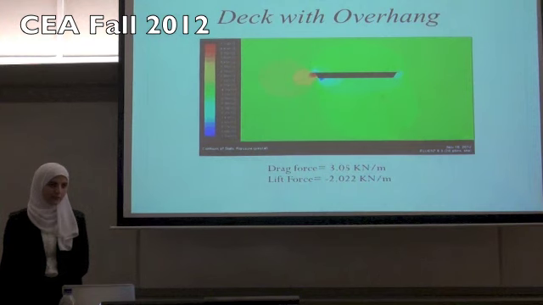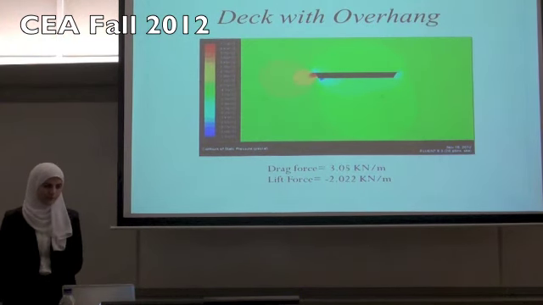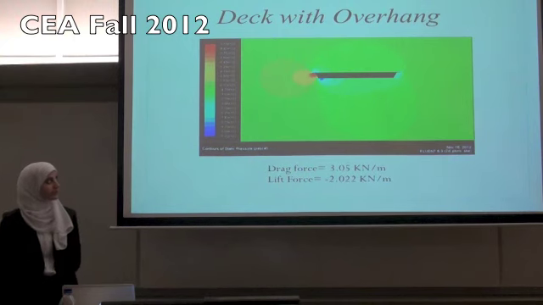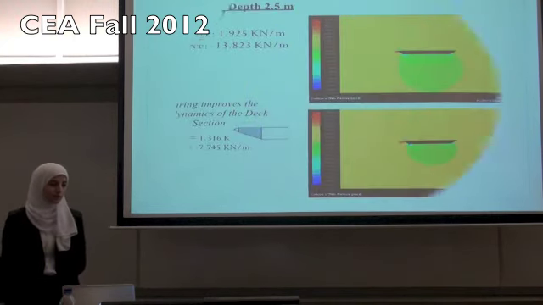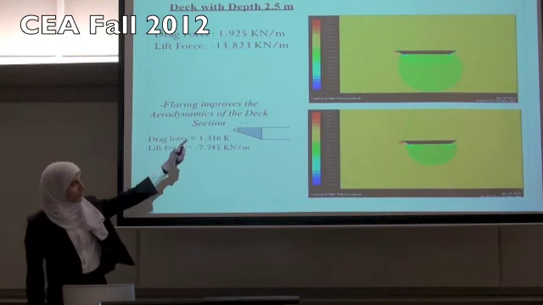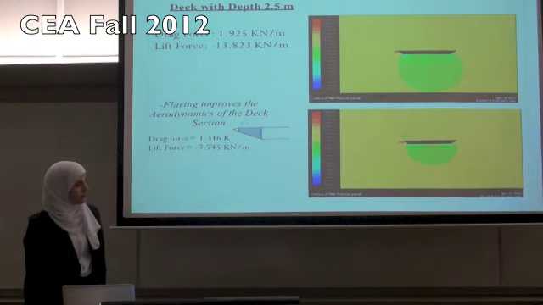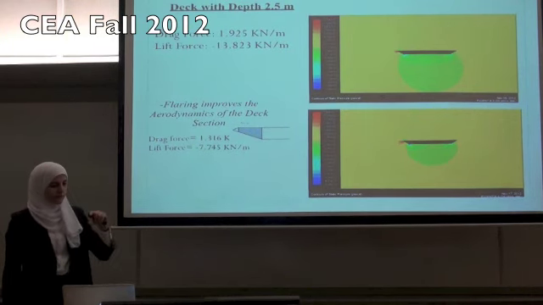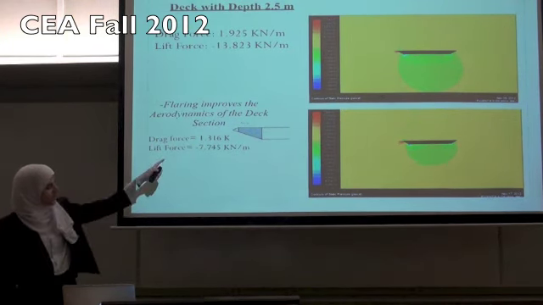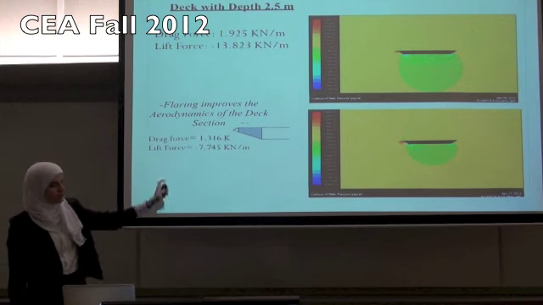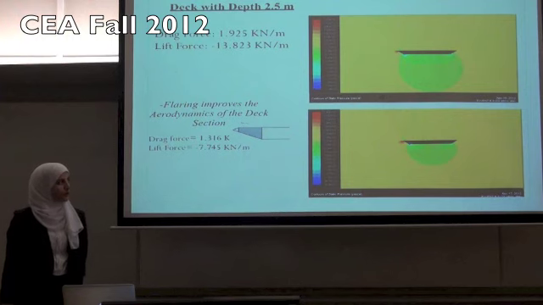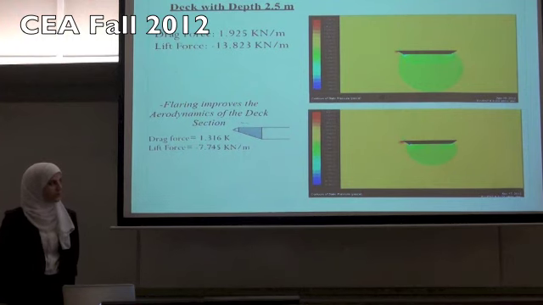So we have three main alternatives for our test. The first one with an overhang of 1 meter in each direction. That one. The second one without an overhang, the one at the top. And the third one with a flaring part, which means a triangular part attached at the end of the deck. For each one of them, we analyze the pressure distribution.